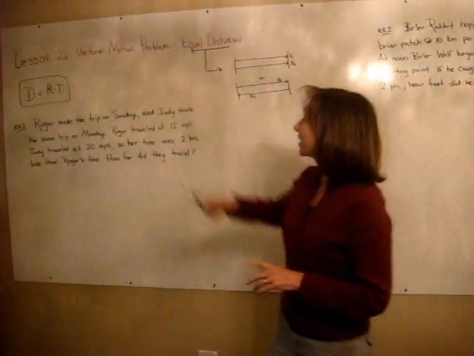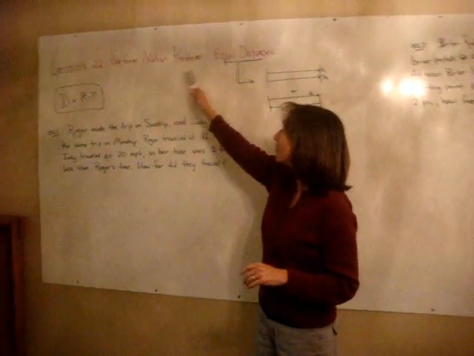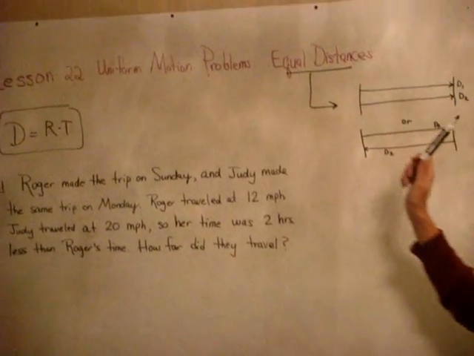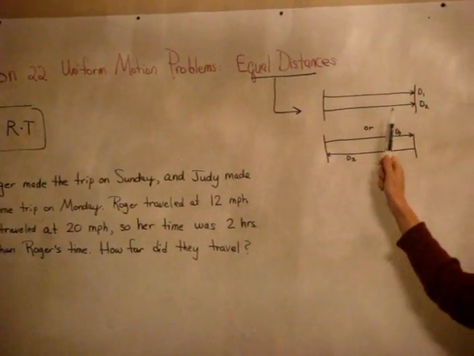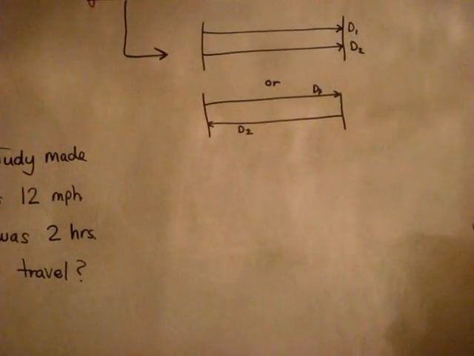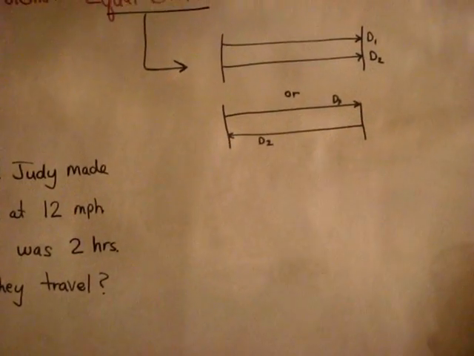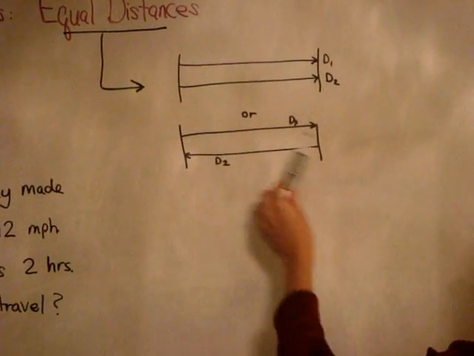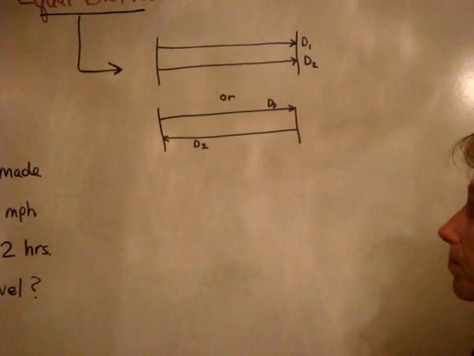Today we're going to work on Lesson 22, Uniform Motion Problems. These problems are going to be done with equal distances. We're going to do a variety of uniform motion problems this year. These are the easiest because the distances that the people travel are both going to be the same.